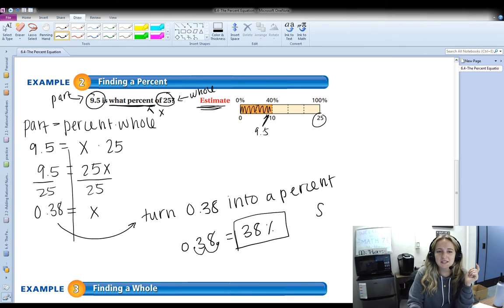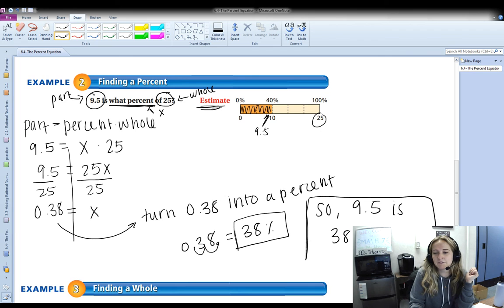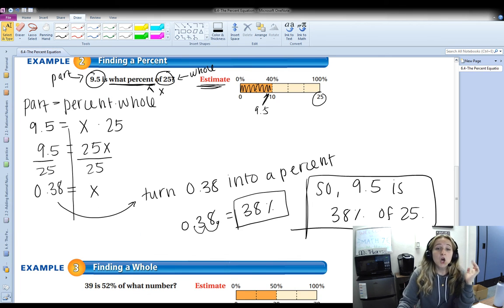It's 38. You actually have to turn it into a percent. So let's write our sentence. So 9.5 is 38% of 25. And that's your final answer. Okay, so that was finding a percent. So make sure that if you get the decimal that you have to turn it back into a percent. Okay, so we gotta do some converting here and there.